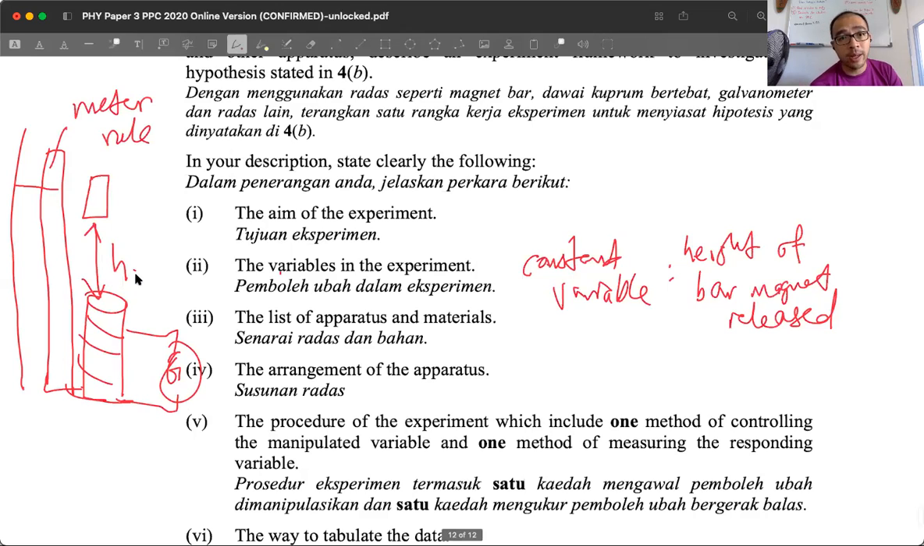This is the actual one. I think I may have given a tick for some other constant variables, but I don't remember already. But this is the actual constant variable.